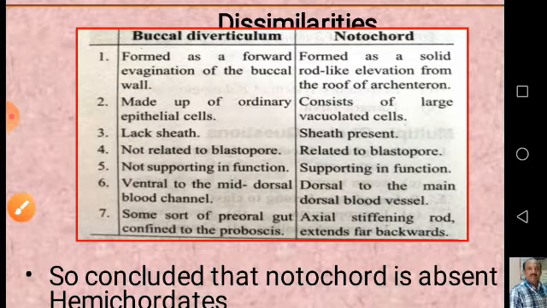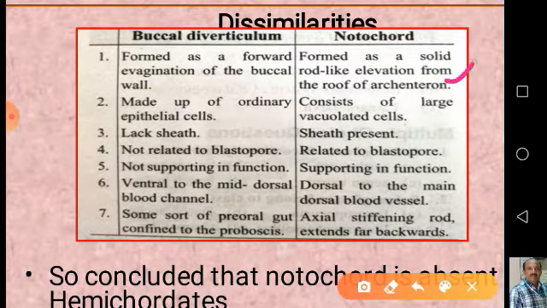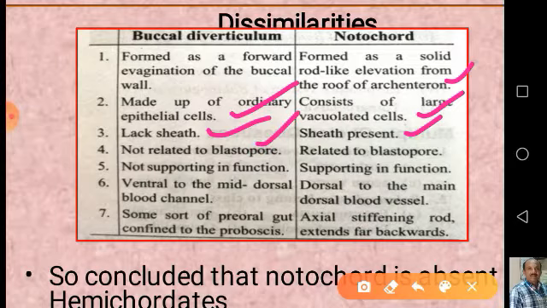Now first one is buccal diverticulum is formed as a forward evagination of the buccal wall, whereas notochord is formed as a solid rod-like elevation from the roof of the archenteron. So this is a striking difference. Then second, the buccal diverticulum is made of ordinary epithelial cells, whereas notochord consists of large vacuolated cells. Then buccal diverticulum does not have any sheath surrounding it, whereas notochord is covered by a sheath. Then the buccal diverticulum is not at all related to blastopore, but notochord is related to blastopore. Then the buccal diverticulum does not support the function of the animal, whereas notochord is supporting in function. It provides strength to the animal body.